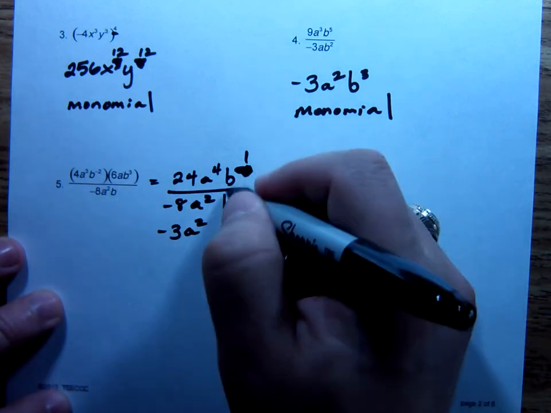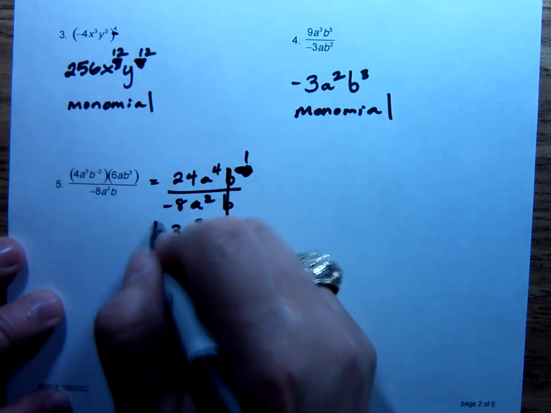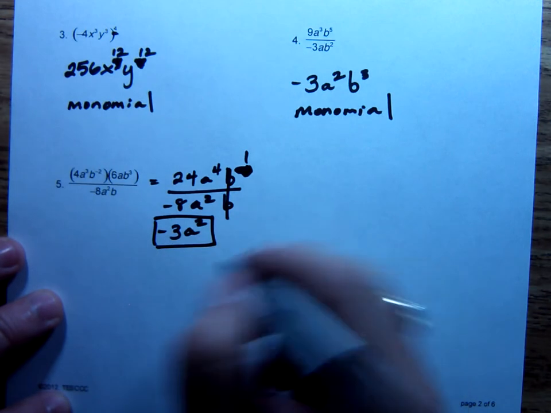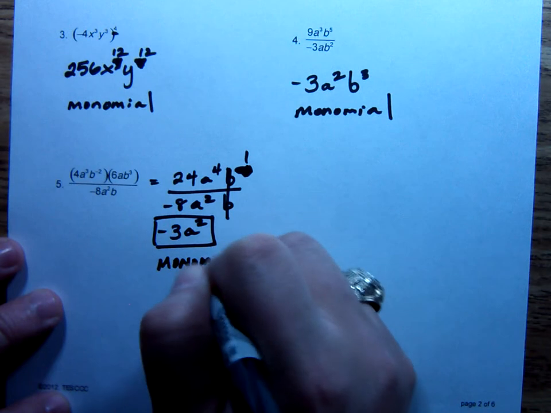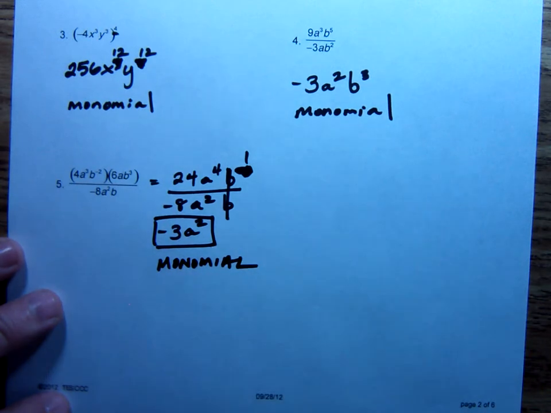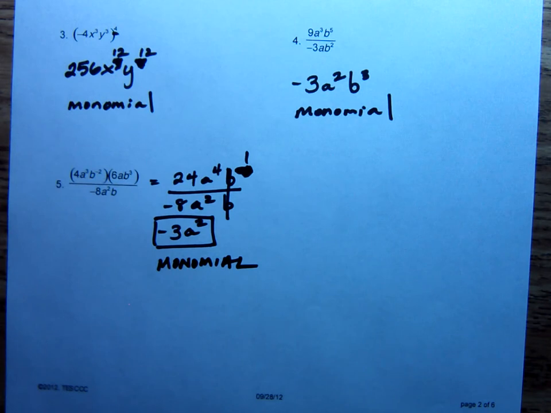b over b cancels out. So my answer is negative 3a squared. Is it a monomial or a binomial, or none? It's a monomial, so that's good. All right, that should have been pretty much reviewed except for identifying whether it's a monomial or not.